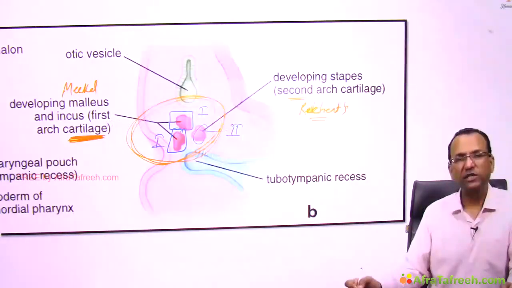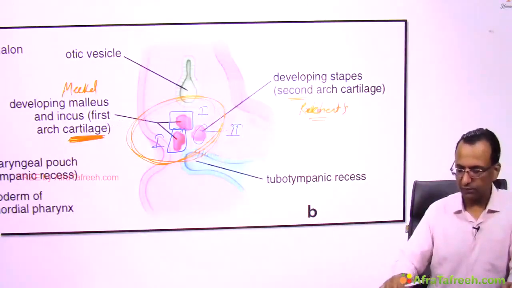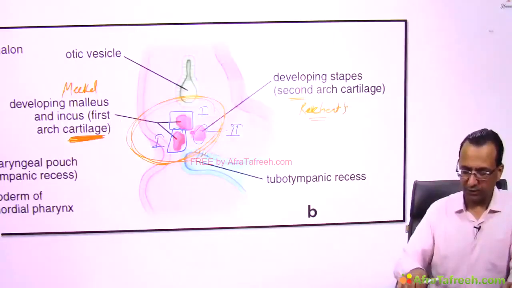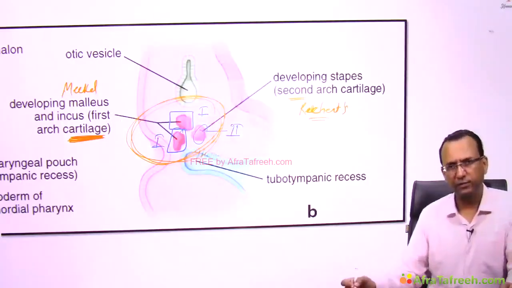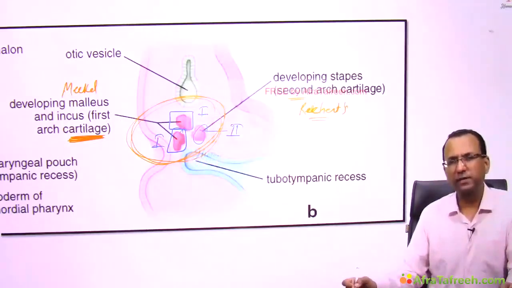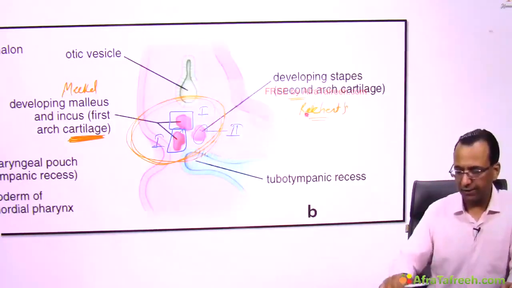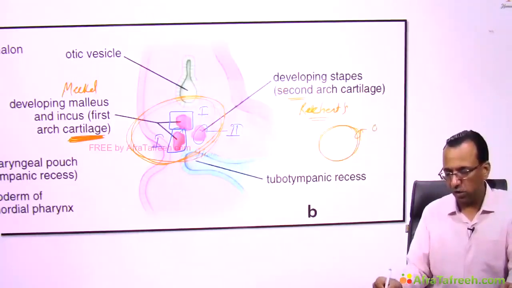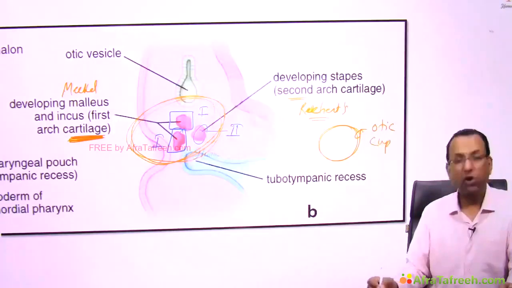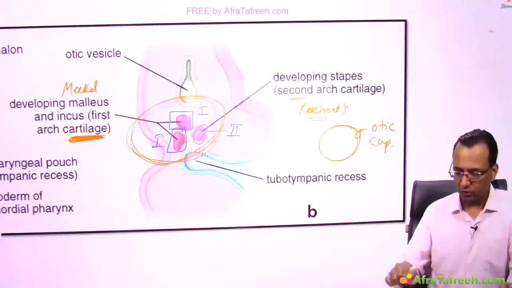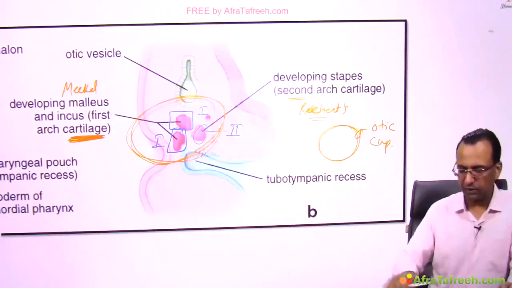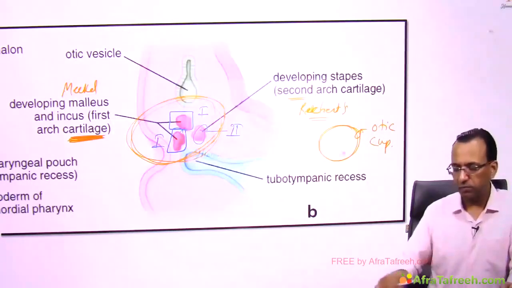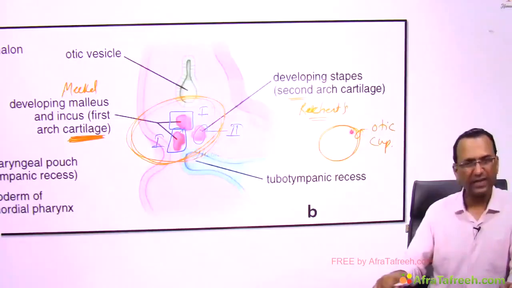R-E-I-C-H-E-R-T. Yes, Reichert's cartilage. The second is Reichert's cartilage, which will form the stapes. Now, when Reichert's cartilage forms the stapes, there is a question asking who is forming the footplate of the stapes. You say the footplate of the stapes is formed by Reichert's cartilage, but the outer margin is formed by the otic cup, otic vesicle? Yes. And what if I have to choose one only?